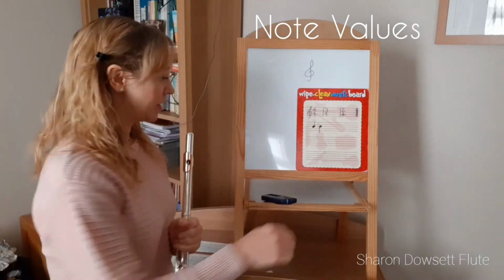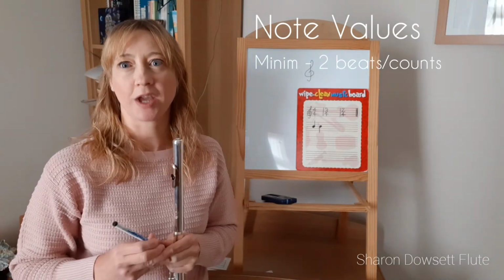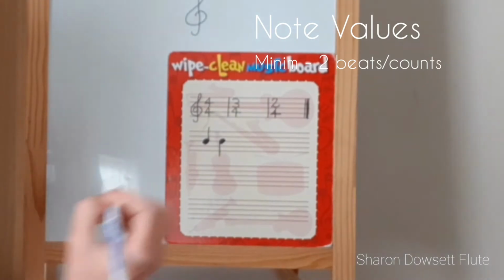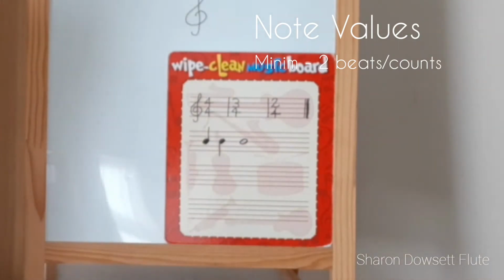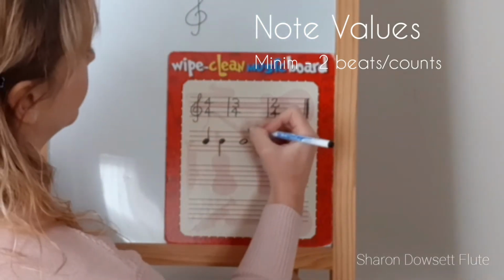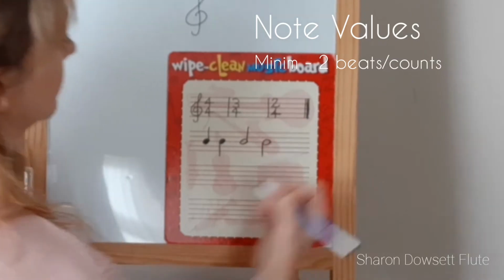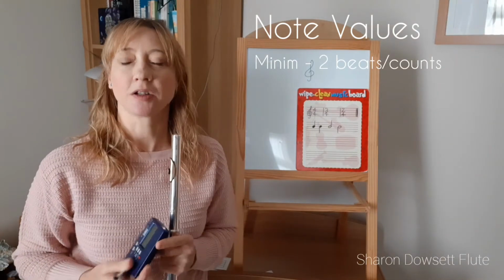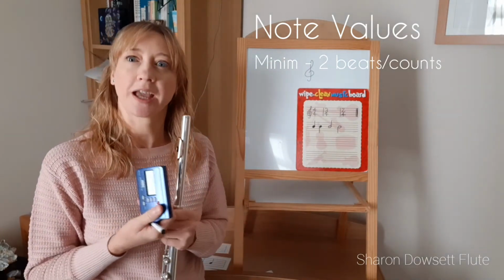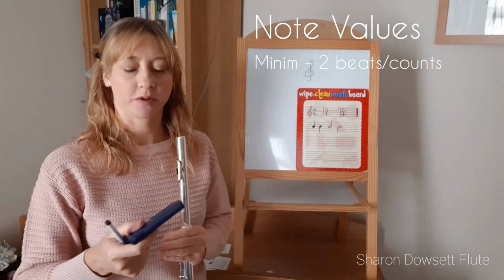The next value I want to tell you about is called a minim, which is worth 2 counts. This time the note has a head that is not coloured in, so it's left blank, but it does still have a stem on it. Which again can be pointing either up or down depending on where it's written on the stave. Minims will be held over 2 beats then, so you'll hear the count going on the metronome, and I'll make my notes last for 2 of those counts.